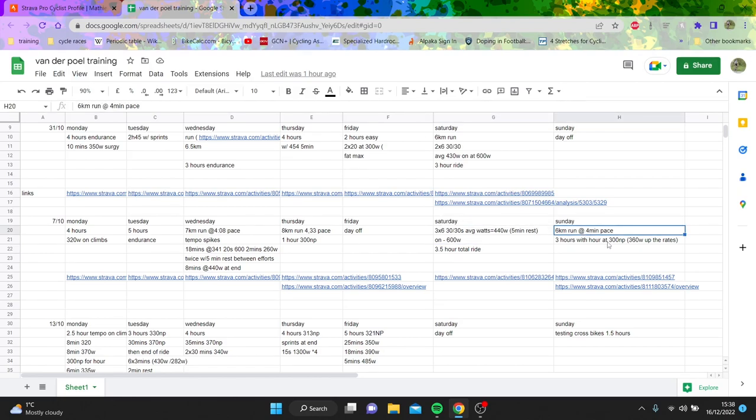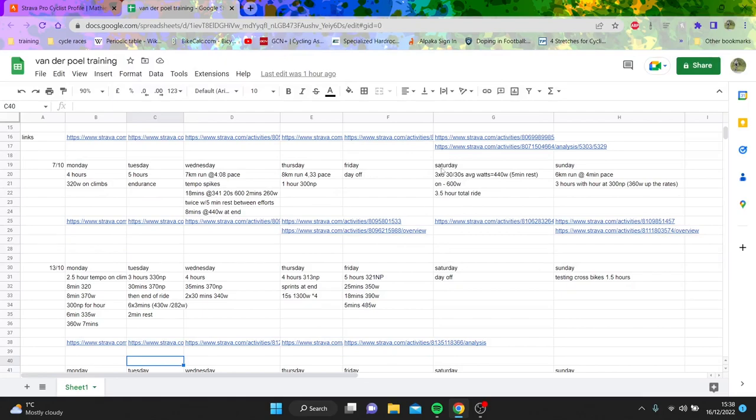And then on Sunday again a run, and he does 3 hours, and he does some efforts on the flat, sort of high tempo, low threshold maybe for him. And then you can see again, he's going on to an absolute monstrous block now. So you can see he does actually sort of a 5-day block here. 2.5 hours tempo on the climbs, you can see.